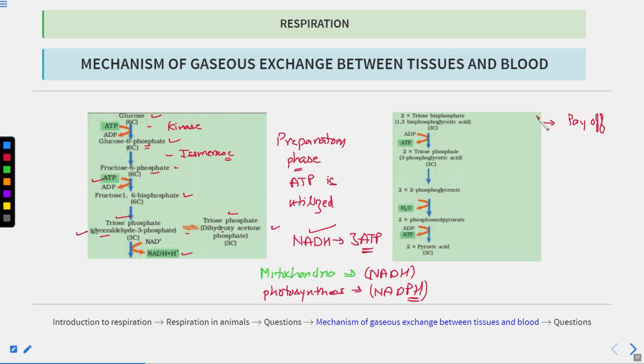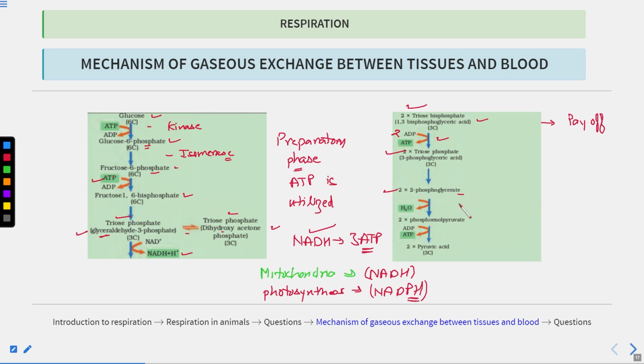So during the payoff phase, what is happening? Glyceraldehyde 3-phosphate is converted into 1,3-bisphosphoglyceric acid, and here there is a generation of ATP. Two molecules were formed, so two molecules of ATP will be formed here. Then further, 3-phosphoglyceric acid is converted into 2-phosphoglyceric acid, also called 2-phosphoglycerate. Here again two molecules are being synthesized.